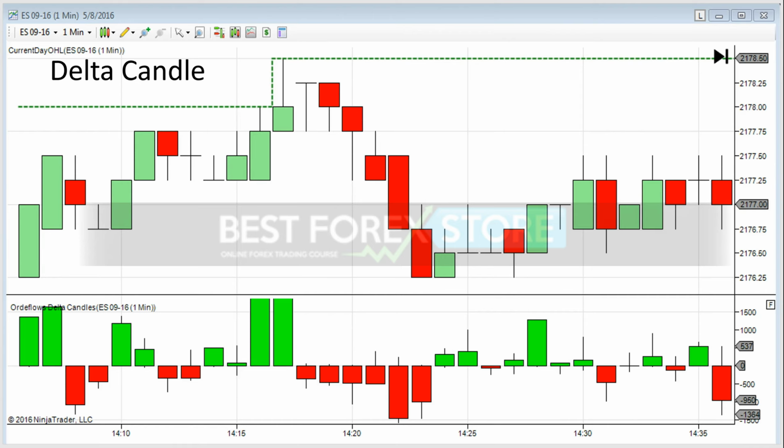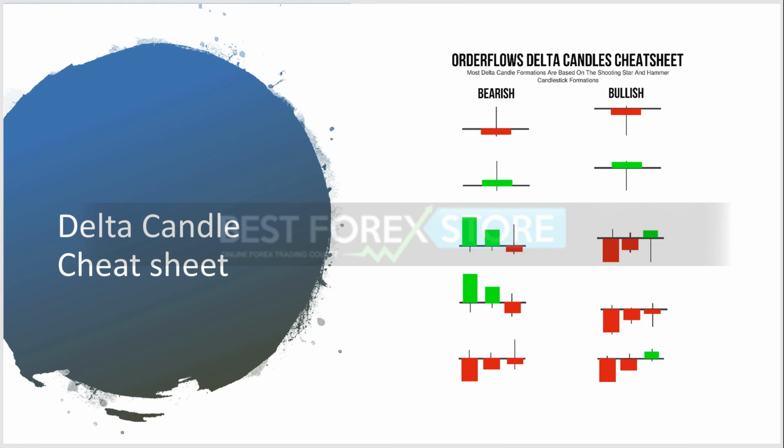Now, years ago, I created my Orderflows Delta Candles cheat sheet, and these are the most common candlestick formations that I look for in the delta. There's bearish ones, there's bullish ones. I've actually, after I created this years ago, I wrote it out and I put it on a piece of poster board and I stuck it to my wall.